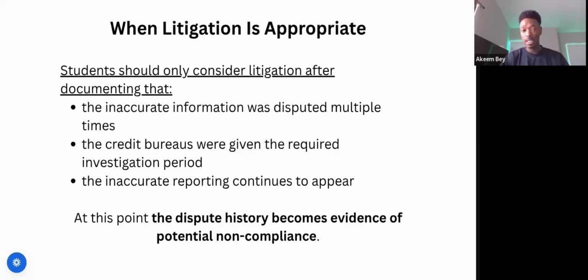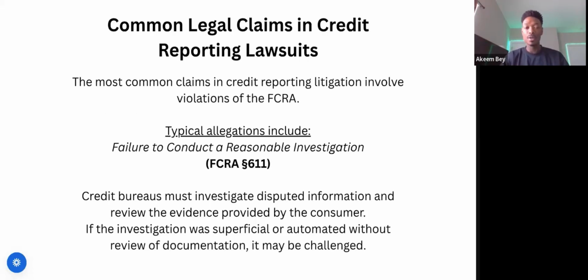If you apply for a mortgage and get denied, you can also apply for a car loan, get denied, apply for a credit card, get denied, or a limit increase, get denied. Things like that prove that information is still harming your ability to move forward financially. That is another important step in the process. And at this point, the dispute history becomes evidence of potential non-compliance, and that's what you want. So, some common legal claims in credit reporting lawsuits.